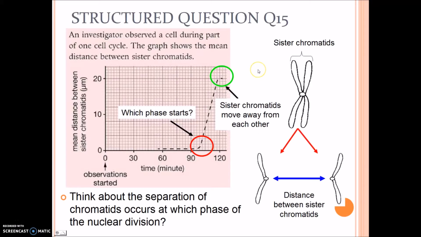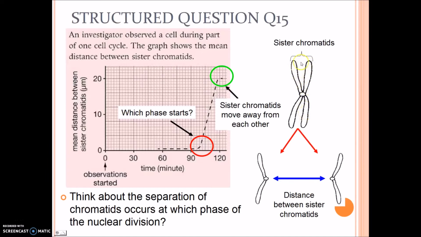So for the last question, question 15, we have a different type of question. In this part we need to study the graph. This graph tells us the mean distance between the sister chromatids on the y-axis, and the x-axis is the time. So we can see what the change is during the cell cycle. But the point is that I would like to tell you why there will be distance between the sister chromatids, because they separate from each other.